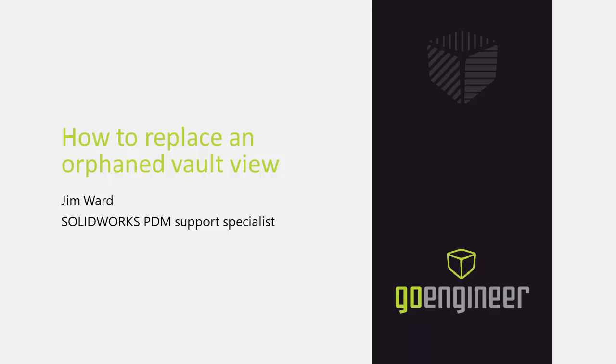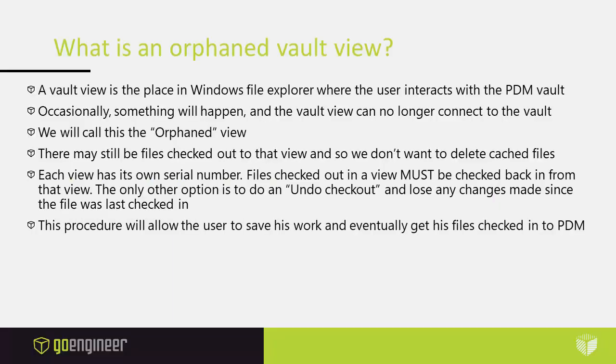In this video, I will be discussing how to replace an orphaned vault view that isn't working anymore. So just what is an orphaned vault view? Well, a vault view is a place in Windows File Explorer where the user interacts with the PDM vault. Occasionally, something will happen and the vault view can no longer connect to the vault, and so we need to delete that particular vault view. We will call this the orphaned view.